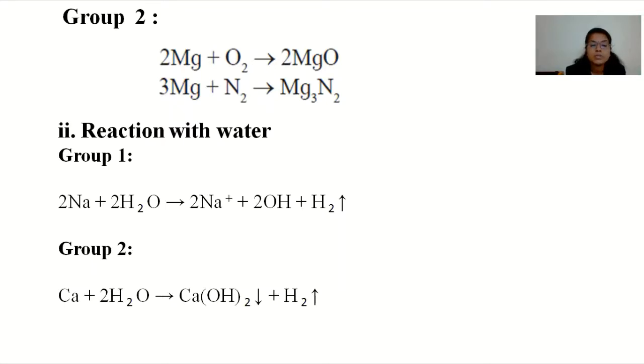All the elements of group 2 burn when ignited in air to form metal oxide type oxides. See for example here in this reaction, magnesium when reacted with oxygen forms magnesium oxide, and when magnesium reacts with nitrogen it forms magnesium nitride. Next reaction is reaction with water.